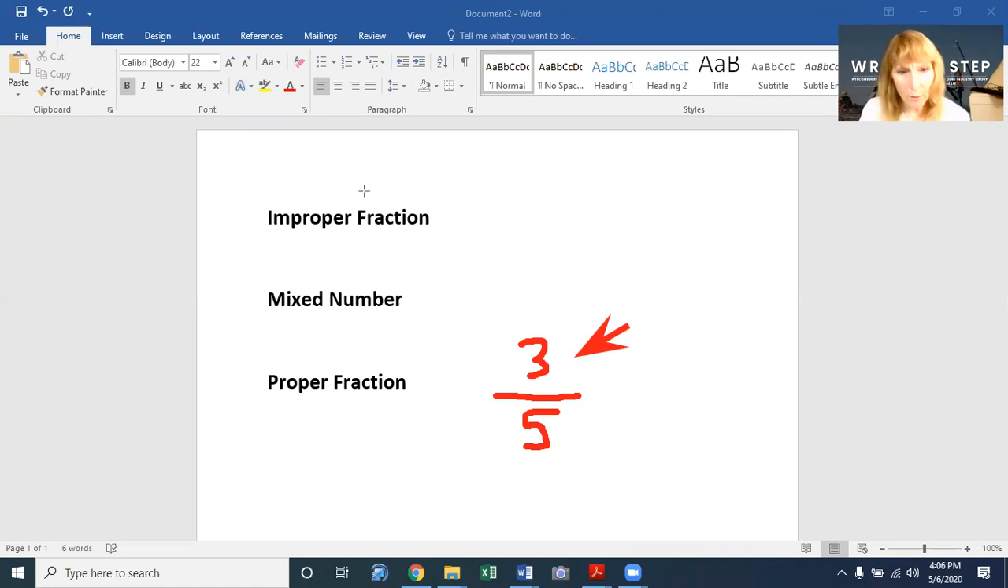A mixed number is where you might have a whole number and a fraction with it, 2 3/5. Oh, my 5 didn't work out. Let's try that 5 again. 2 3/5. Okay, that's a mixed number.